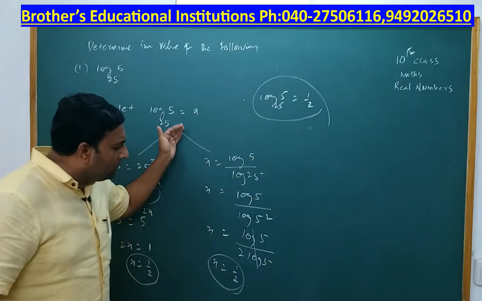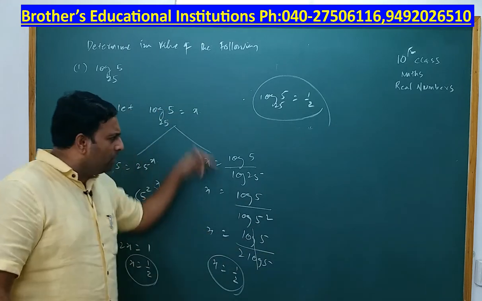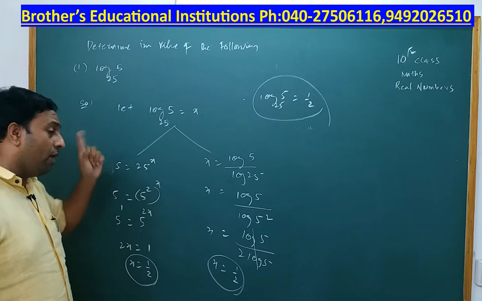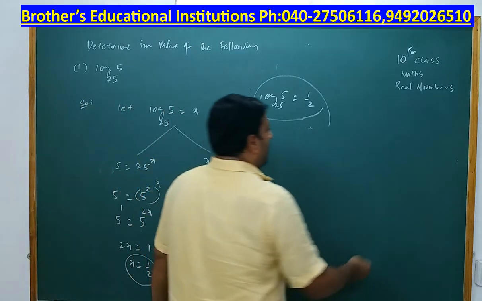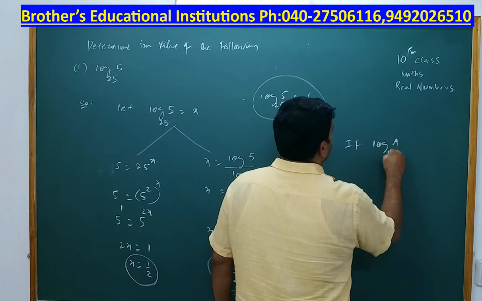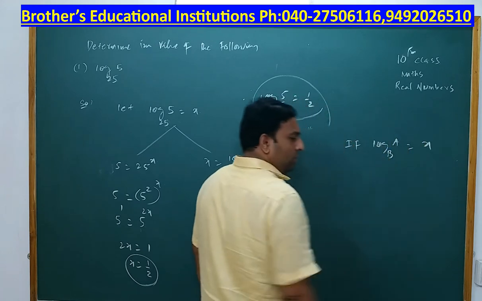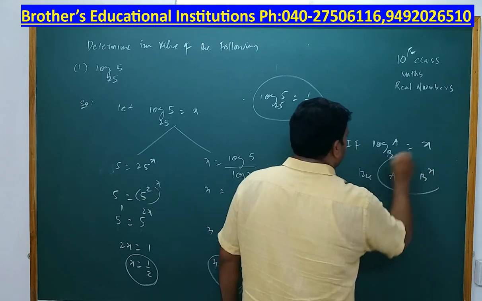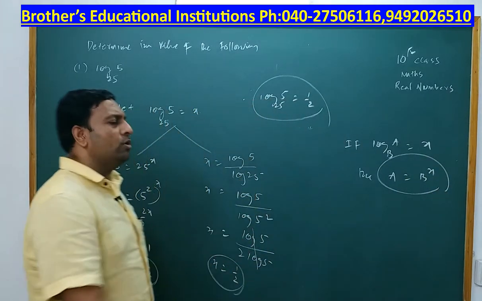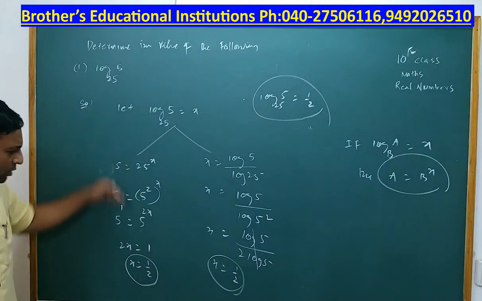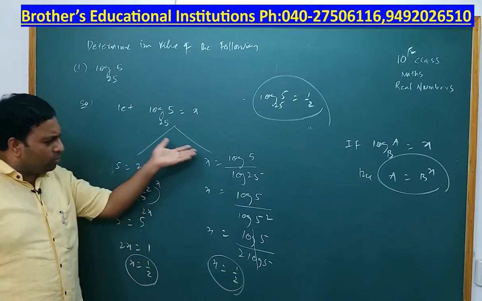Since I have told you the formula, you could do the problem in this method. Here I have not told the formula. For this, the formula which you have to include in your list is: if log a to the base b is equal to x, then a is equal to b power x. Make sure you include this formula also in your list. If you include it, you can do the problem in this manner. Otherwise you can do it in the other method.